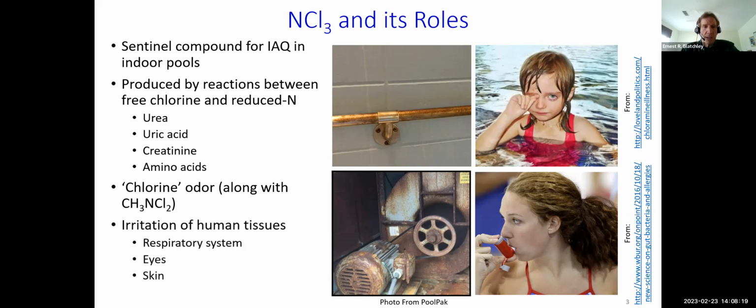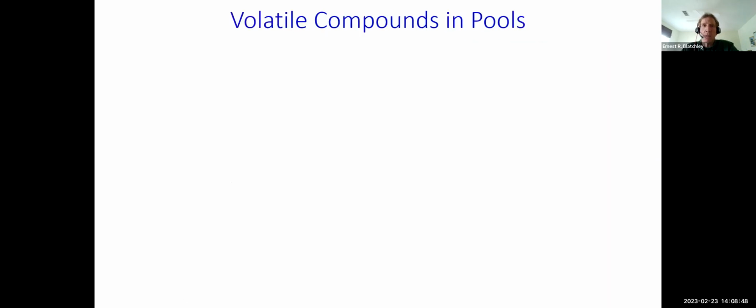It causes irritation of various human tissues, including the respiratory system and eyes. And with some people, trichloramine and the other chloramines also cause irritation of the skin. And then last, and certainly not least, from a structural or infrastructure perspective, trichloramine is an important contributor to corrosion that we see in indoor swimming pool facilities, not only on the stainless steel and conventional steel surfaces that are illustrated here, but also within the ductwork of HVAC systems.